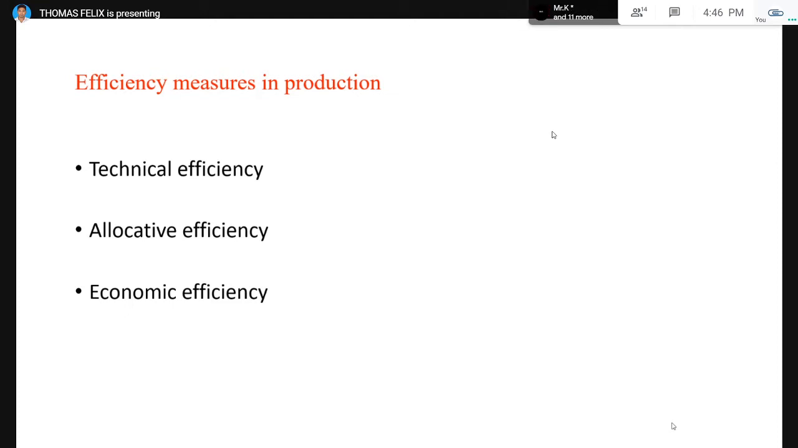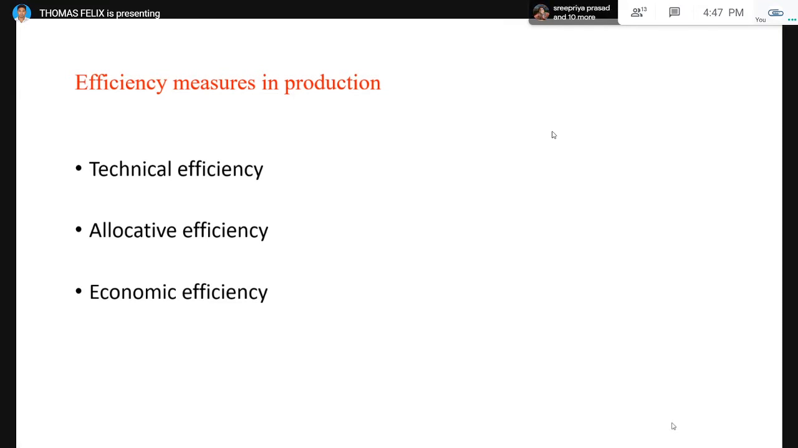So what types of data are needed? For technical efficiency, the production data itself is enough. We don't need the price data for calculating the technical efficiency. But in the case of allocative efficiency, we need to have the price data also. Then only can we get the allocative efficiency. So by calculating the technical and allocative efficiency, we can derive the economic efficiency.